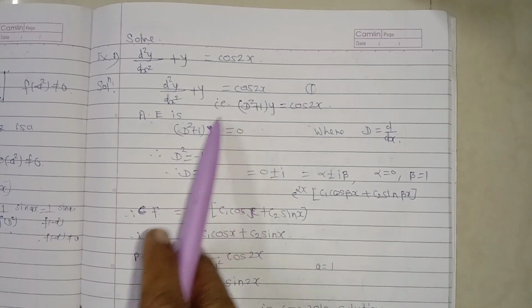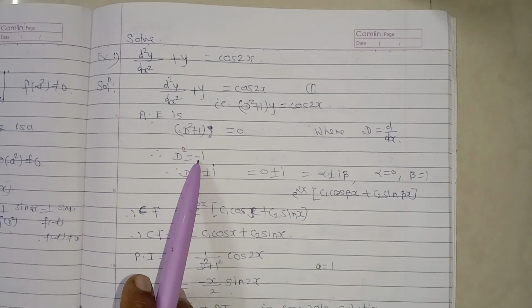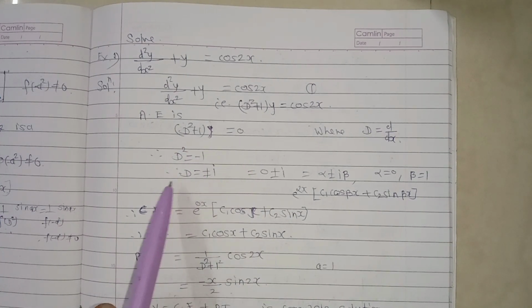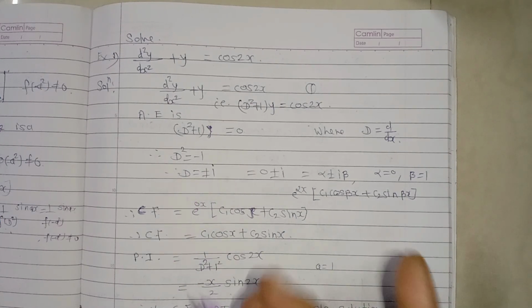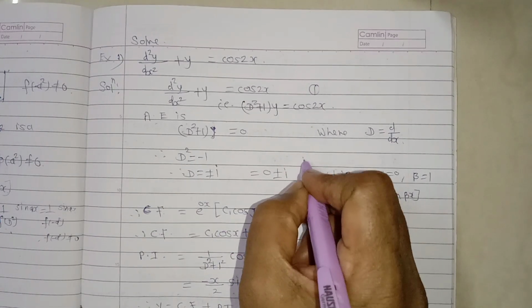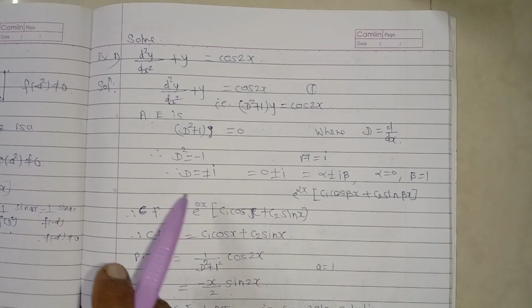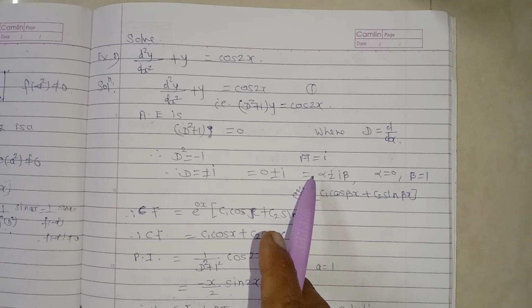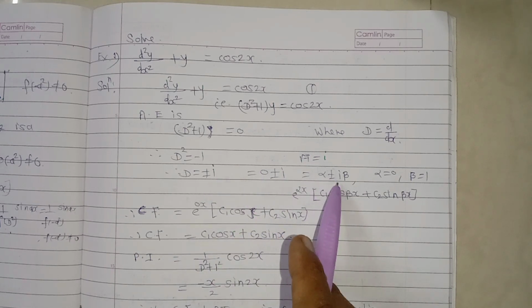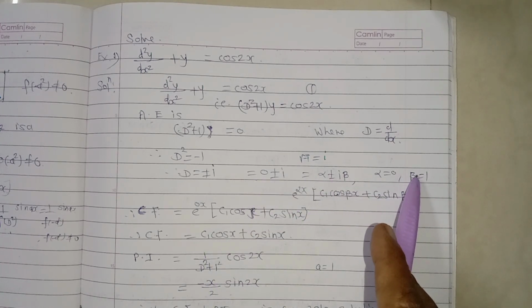Auxiliary equation is (d square plus 1) equal to 0. Hence d square equal to minus 1. So we get d equal to plus minus i, since square root of minus 1 equal to i. Hence d equal to 0 plus minus i. That means roots are complex in the form of alpha plus minus i beta. Here alpha is 0 and beta is 1.